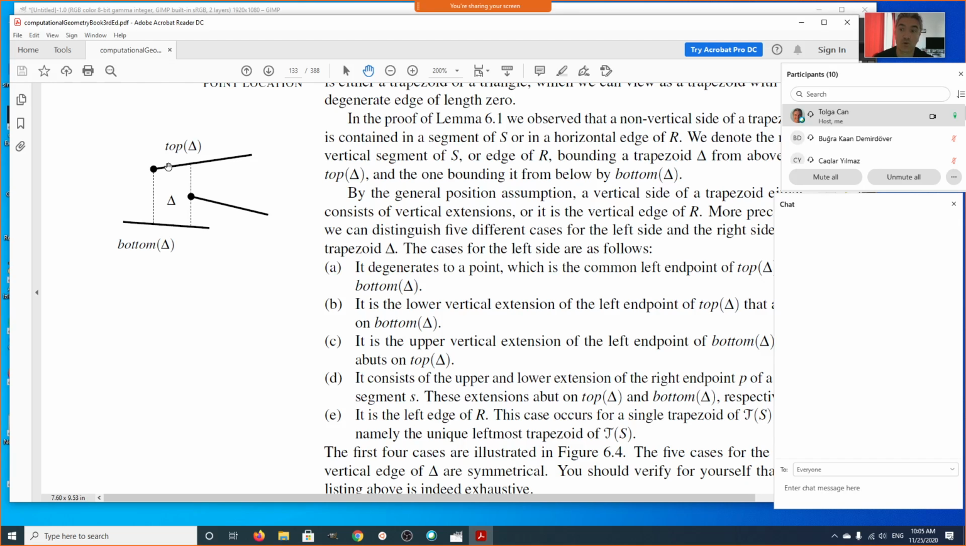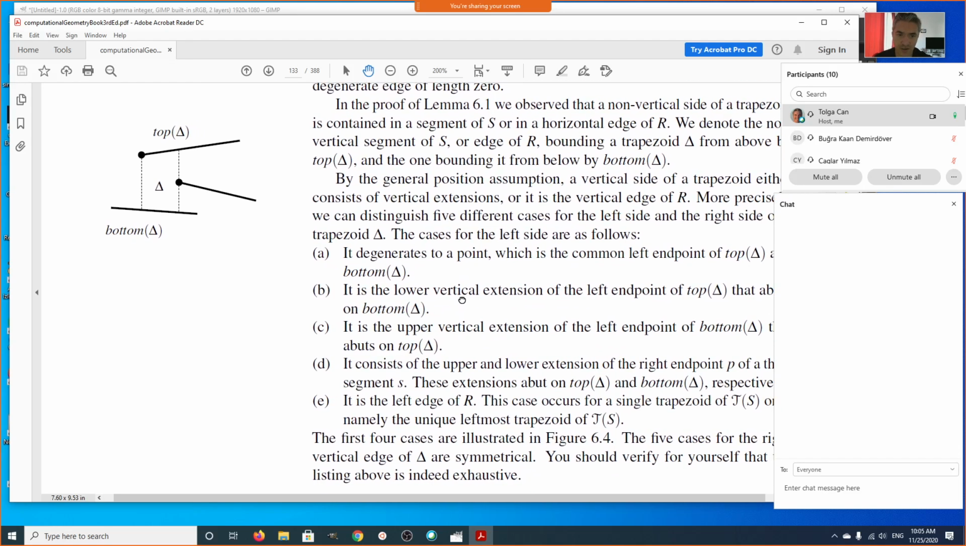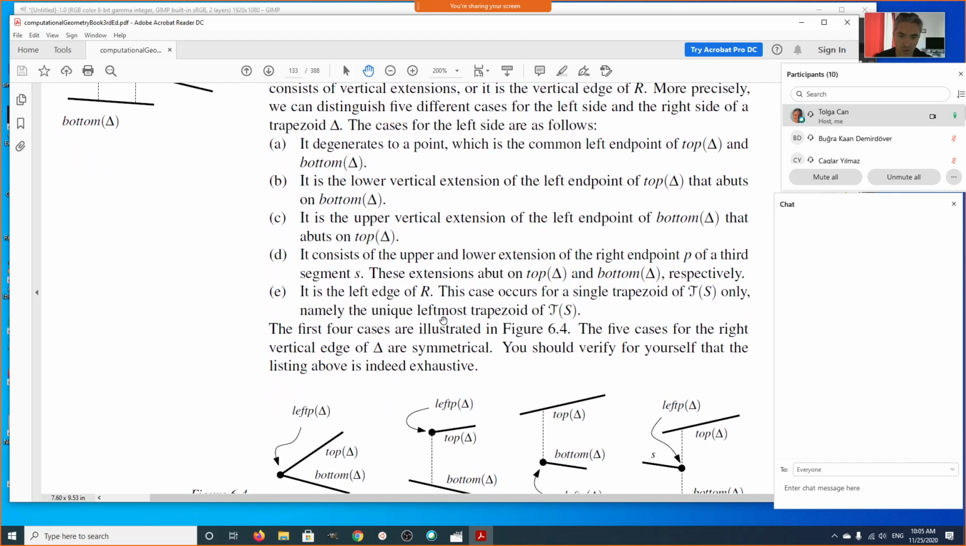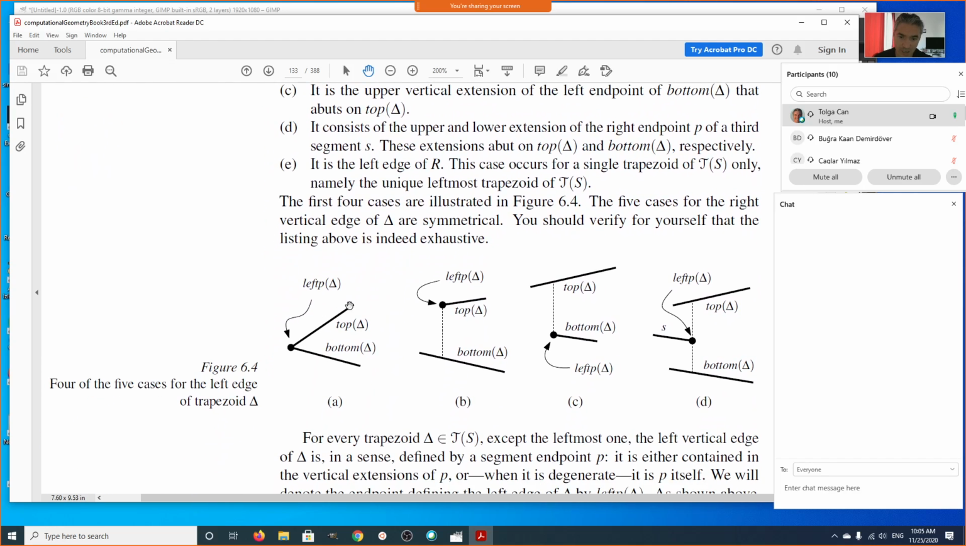We are going to store the edge at its top. We're going to store the edge bounding it at the bottom. We are going to store its left point and right point. So these are the things that we're going to store: left P, right P, top and bottom. So we are going to store two edges and two vertices for each trapezoid.